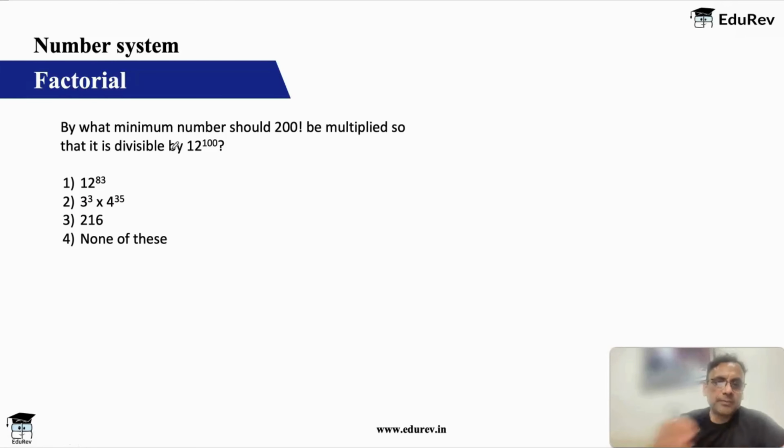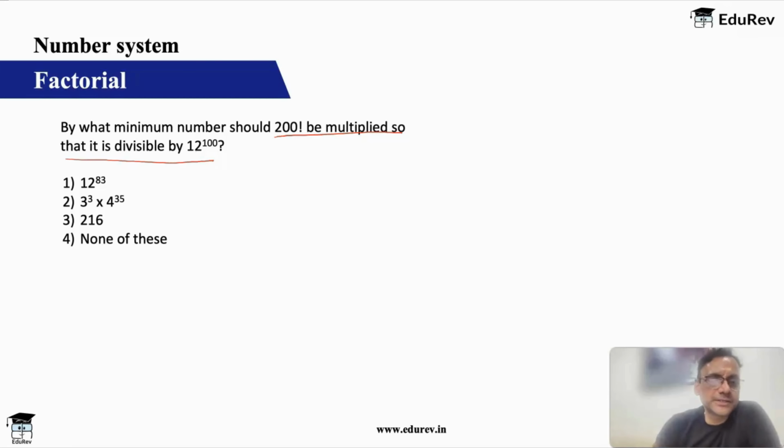By what minimum number should 200 factorial be multiplied so that it is divisible by 12 to the power 100? Okay, again, a very interesting question, one of my favorites. And rarely do I find students doing this right, though it has all the concepts related to this I've already taught you. You should not get this wrong. But there are a few steps and you have to do all of them correctly to get the answer.